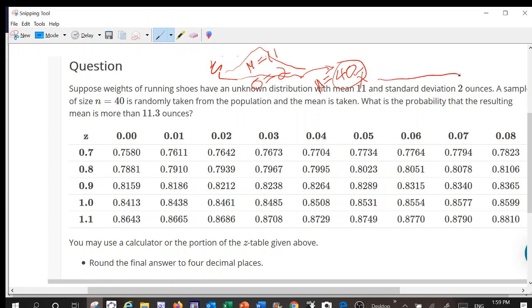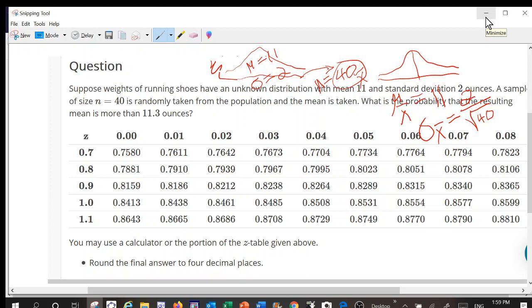So that means x bars have a distribution of, the mean of the x bars will be the same as the mean of the original population, which is 11, because we know the mean is the same. Now, the standard deviation of the x bars is going to be the standard deviation of the original population, which is 2, divided by square root of 40. All right? So that's the way we are going to solve it. So 2 divided by square root of 40 will be the standard deviation.